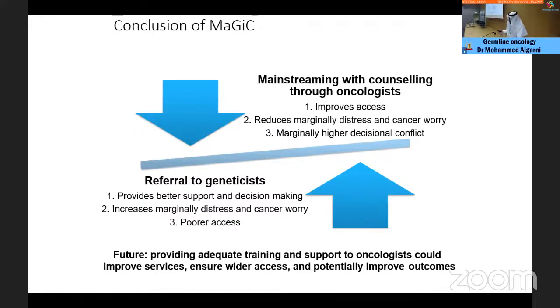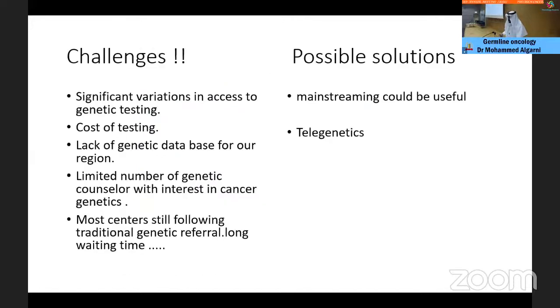Mainstreaming improves the access for sure, and reduces the distress and cancer worry, because the one who ordered the test is the one who's treating the cancer, so the patient has more access to information. And when they looked at the referral to the genetic specialist, for sure it will help them more in decision making, but it will increase the risk about the cancer worry, and definitely it's poorer access for the individual. So one of the things that I think we should try to do in our centers is involve the oncologists more in the testing process, based on whatever the available resources and capacity.